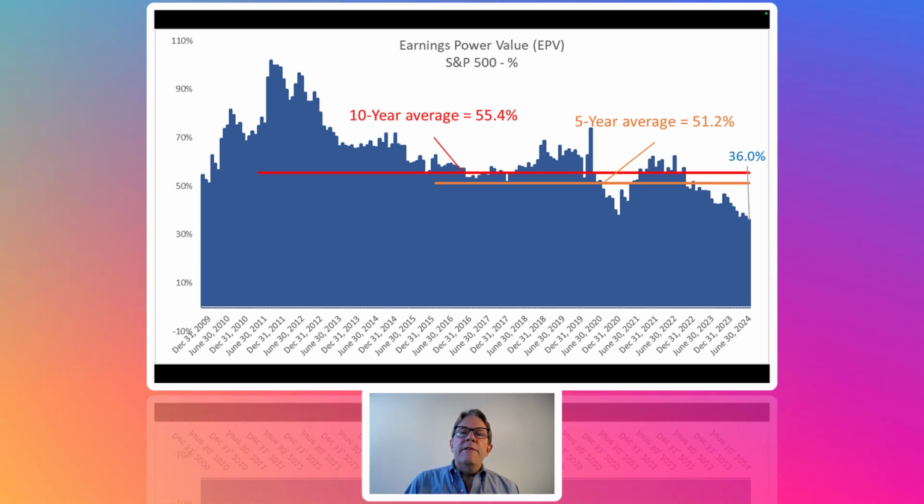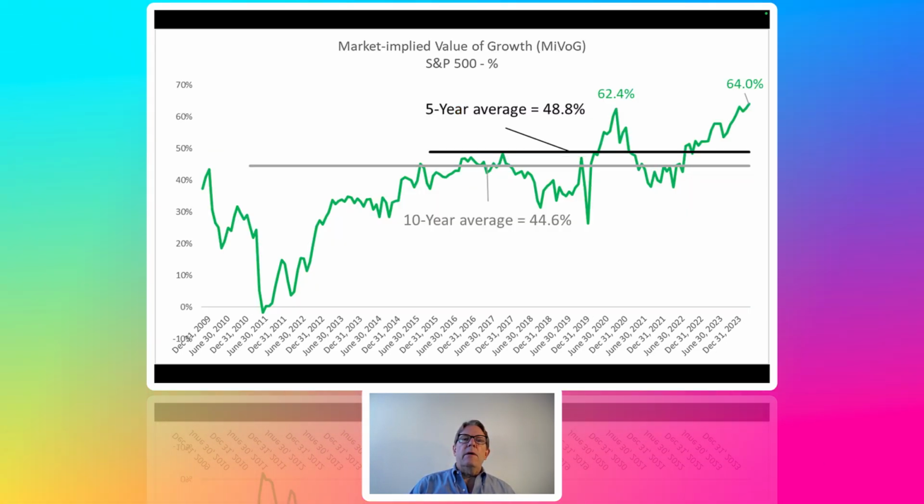All right, well, the inverse as a percent clearly has to be growth. So here's your market implied value of growth as a percentage of the S&P 500 enterprise value. And you can see we're at 64%. The 5-year average is just under 50%. The 10-year average is sort of 45%. Obviously, it mirrors the earnings power value. So we're at the highest market implied value of growth that it's been in 15 years.